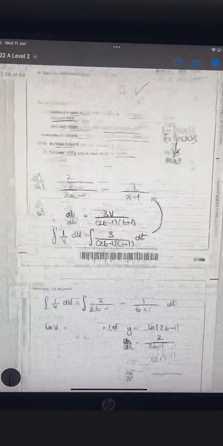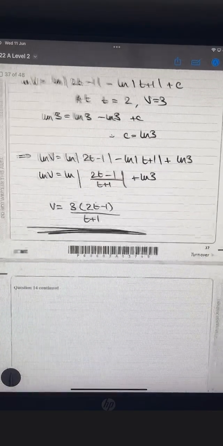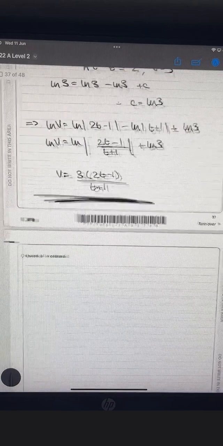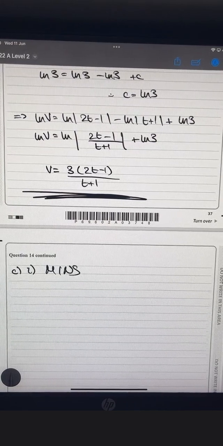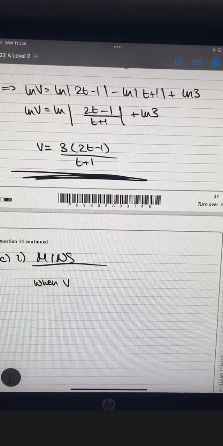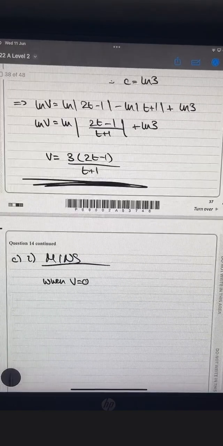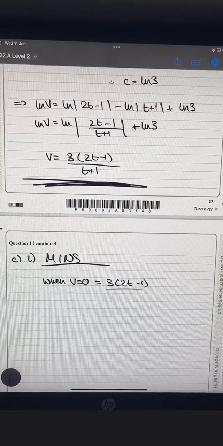So there's a time delay, right? So let's see when the volume is equal to 0, what is happening there. And I'm just going to put minutes on top so I don't forget. So when is the volume still going to be equal to 0? Well, that's going to be equal to 3 times 2t minus 1 over t plus 1, because that's volume, right? So this can just go away and that can also go away.